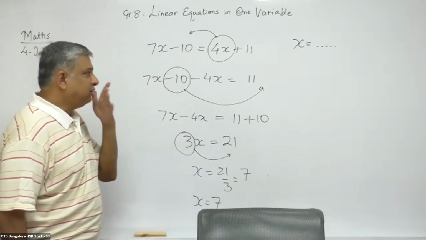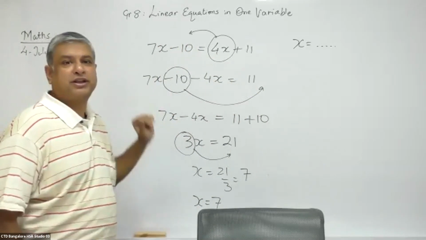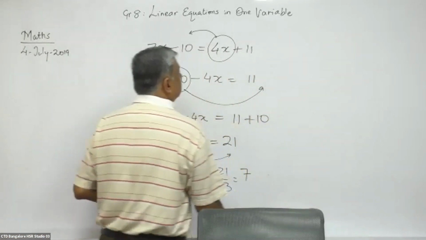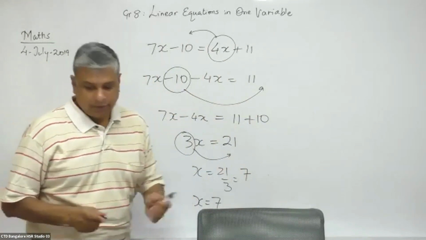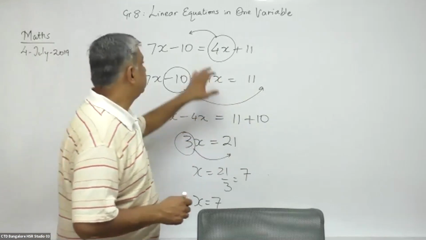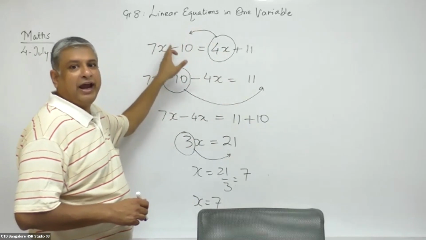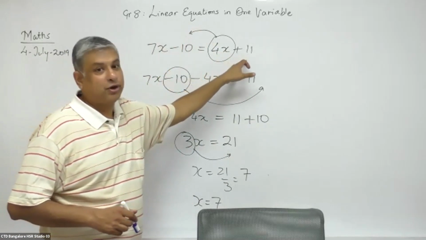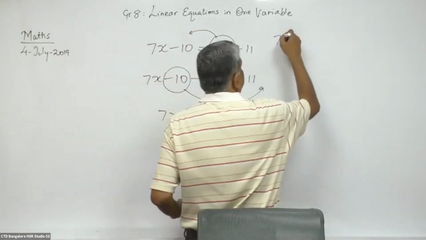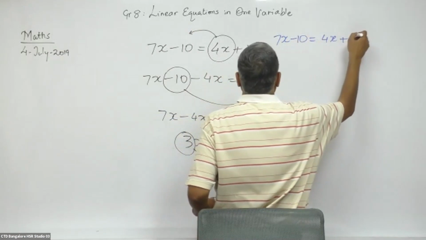Okay. Now, let me show you what happens if I do two transposes together. It will become even faster. What do I mean by that? So, let me show you. Let me see if I have a blue pen. Okay. So, suppose this is the equation, right? You see x has to go this side. And 10 should go this side because it's a constant non-x term. So we will do two transposes. 7x minus 10 equal to 4x plus 11.